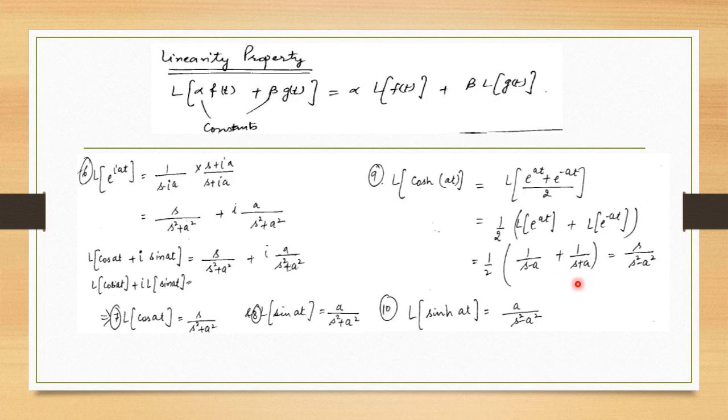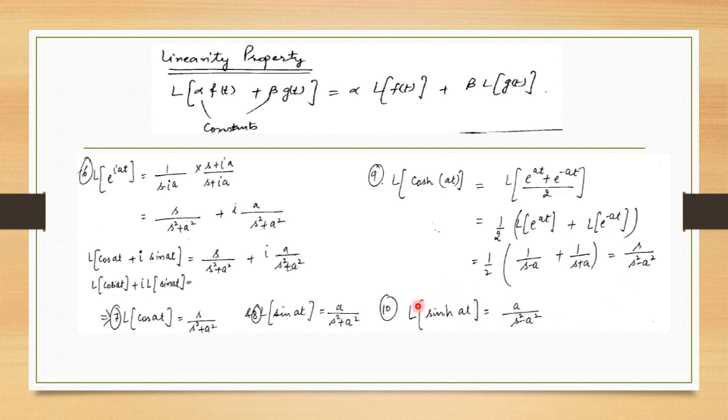Now you take the LCM. What you get is s square minus a square in the denominator, and in the numerator you'll get 2s, and the 2 will cancel out. So you get s upon s square minus a square. So the Laplace of cos hyperbolic at is s upon s square minus a square.